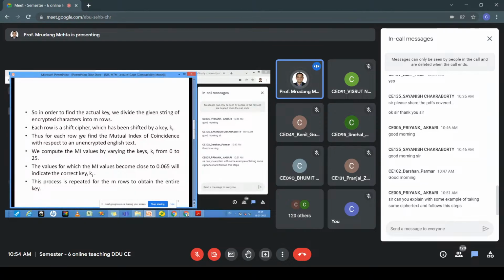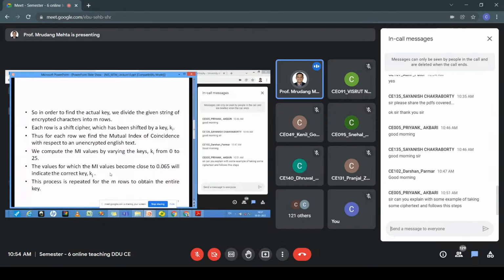So for each row, we find the mutual index of coincidence with respect to unencrypted English text. So we have two strings now: one is unencrypted English text and one is encrypted, and we try to find the mutual index of coincidence. We compute MI values by varying Ki from 0 to 25. For one key we will get the value closer to 0.065, and that is our correct key. This process is repeated for m rows to obtain the entire key.